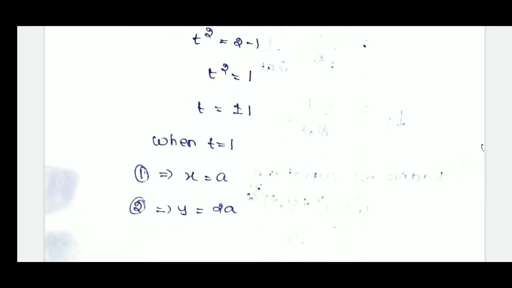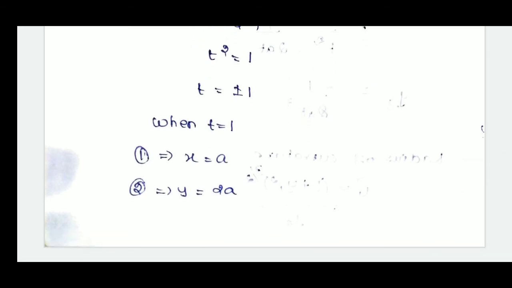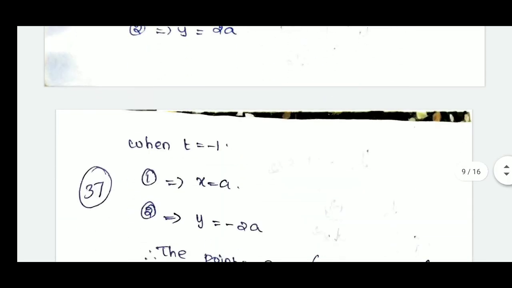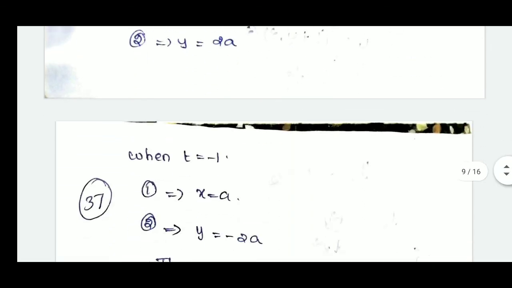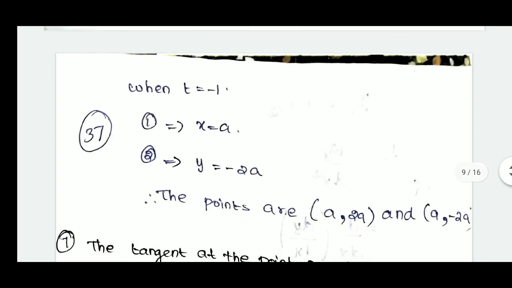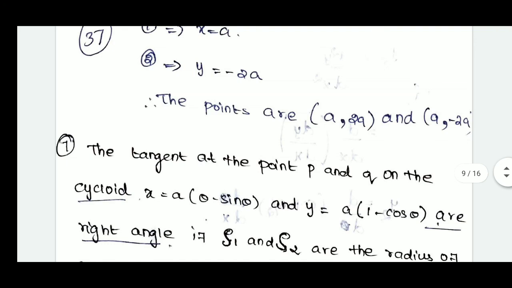When t equals 1, we substitute in the first equation: x equals a t square, y equals 2at. So we get x equals a, y equals 2a. Now we take t equals minus 1 and substitute in the first equation. x equals a, y equals minus 2a. So the points are (a, 2a) and (a, minus 2a).